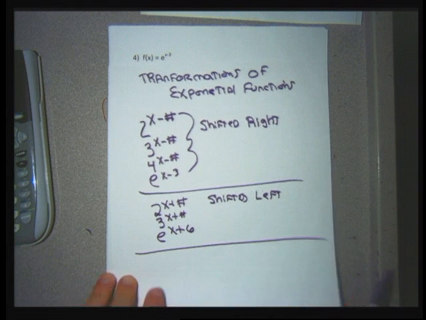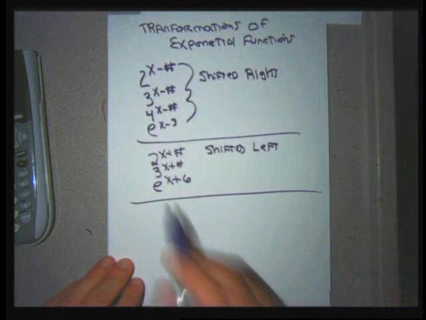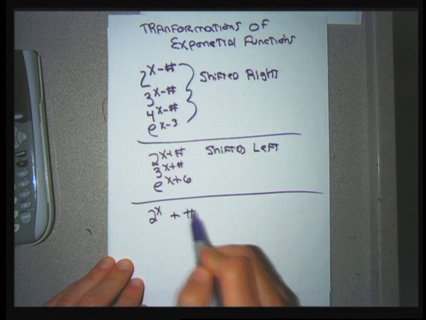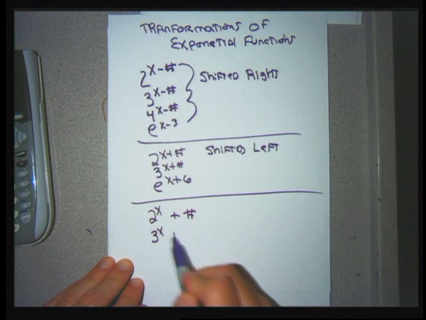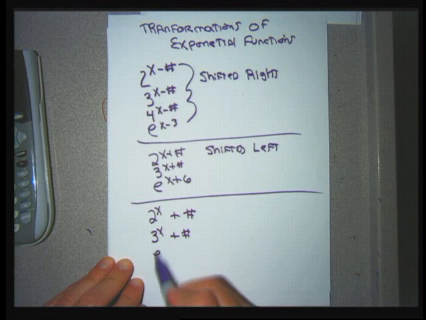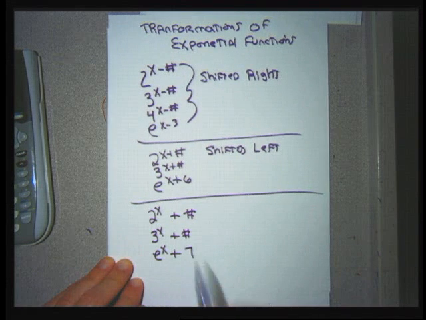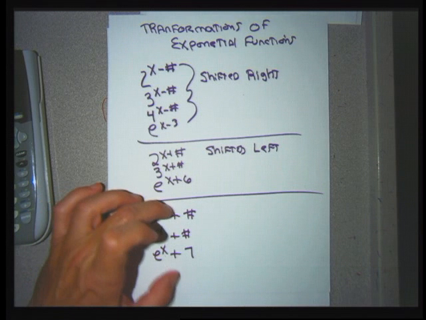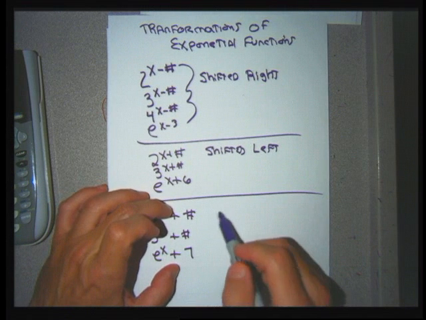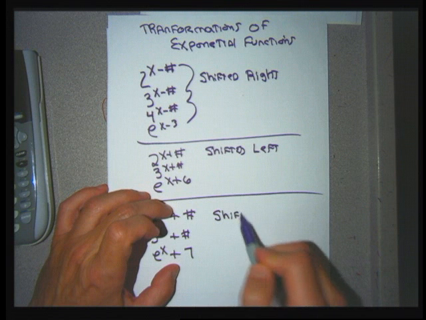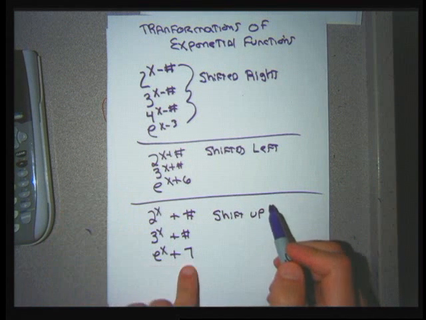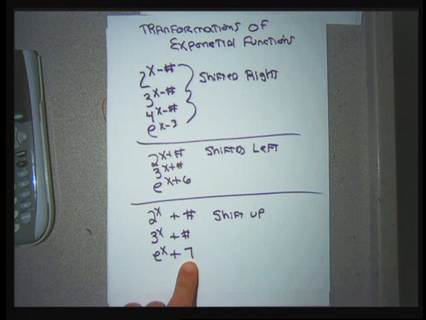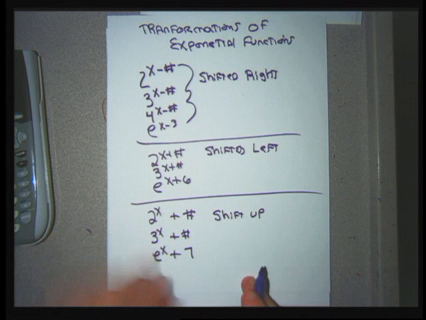To move an exponential function up and down, you add afterwards. So if I do 2 to the x plus some number, or 3 to the x plus some number, or e to the x plus 7, where the plus some number isn't in the exponent but is after the function, that's going to move the graph up. This graph would be the same as the graph of e to the x, but shifted up 7 units. If I subtract a number, it's going to move it down.